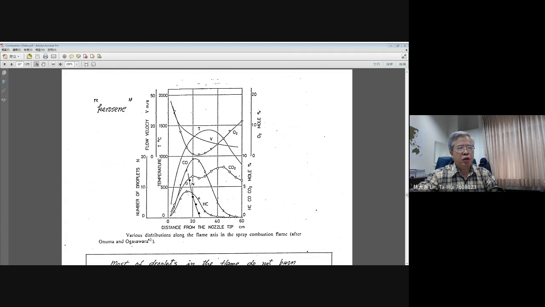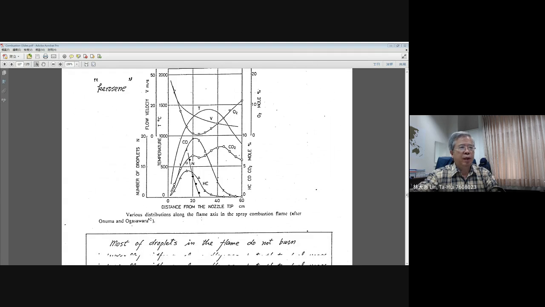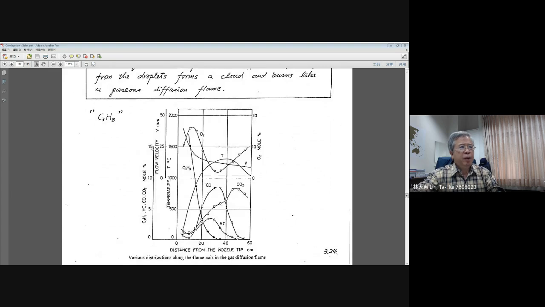You can see HC radicals and CO radicals occur, along with the decrease in the number of droplets. In a similar way for the propane fuel, when you look at the decrease of propane concentration, you can see the HC concentration and carbon monoxide concentration increase to a maximum value, then disappear. The decrease of the CO and the HC represents the further recombination of the products.